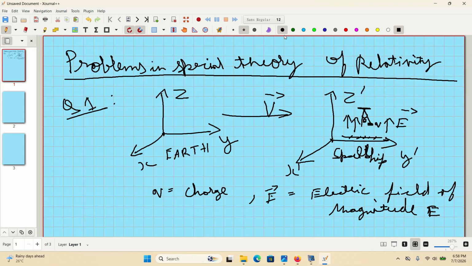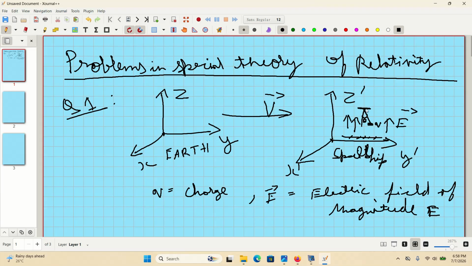Okay, so let's start with a very simple problem on special relativity. We have an inertial frame fixed to Earth, and suppose there is a spaceship which is moving with a velocity v with respect to Earth, and we assume that both these systems are inertial reference frames.